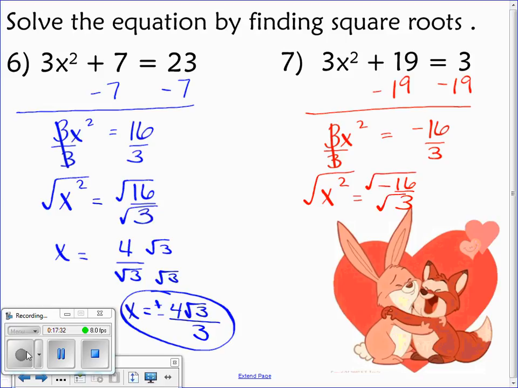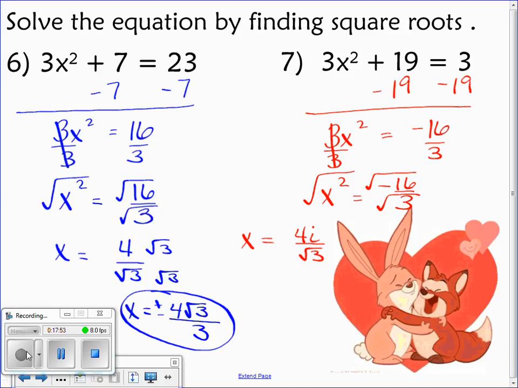Top and bottom. Guys, I want to see 2 radicals in your problem. I want to see one on top and I want to see one on bottom. Okay? So then we'll get x equals, what's the square root of negative 16? Good, that'd be 4i. Remember that whole i thing, the negative under the radical? On the bottom, radical 3. Can't do anything with that.